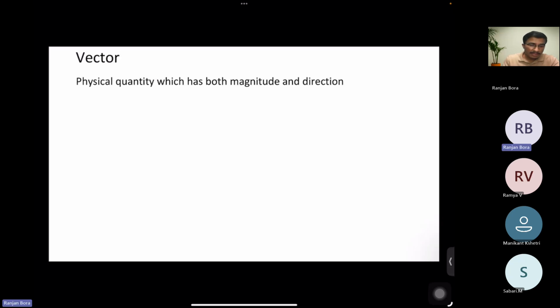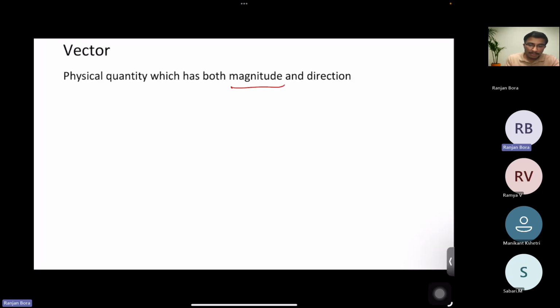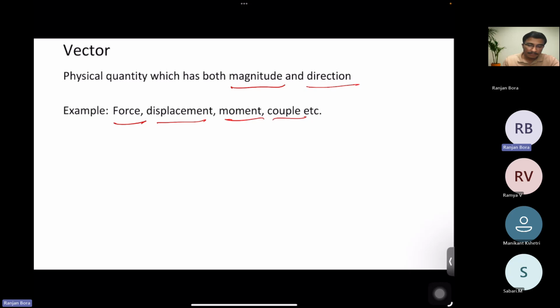A vector is a physical quantity which has both magnitude and direction. I think many of you have studied this in your physics course in high school, but since this is an interdisciplinary course, there are people from various medical backgrounds also. So I will cover these concepts considering people from all backgrounds. Examples of vectors are, as we have seen, force, then displacement, moment, couple, etc.